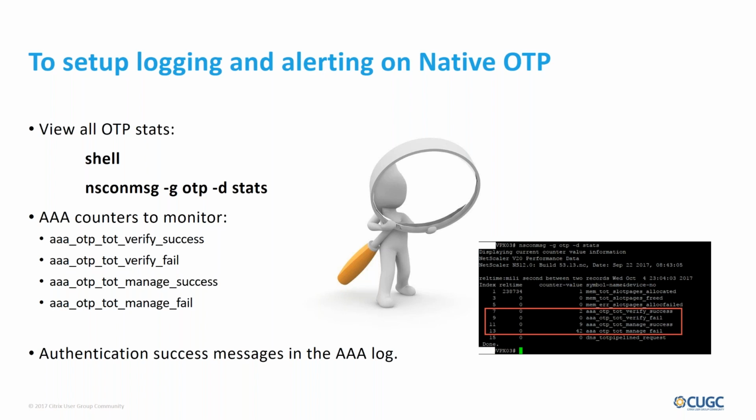There's also authentication success messages in the AAA log, authentication success and failures, of course. So that's another way. So if you're using like a SIEM, or you're doing like syslogging or something like that, you can manage and alert looking for these things.